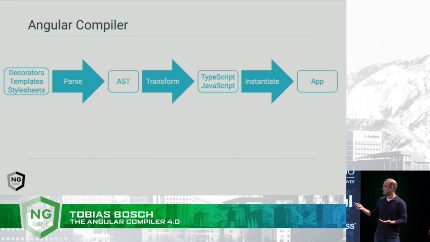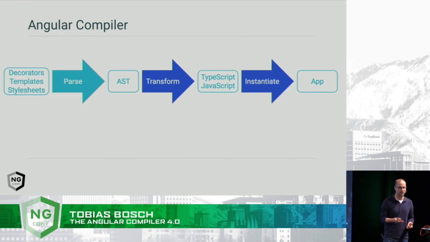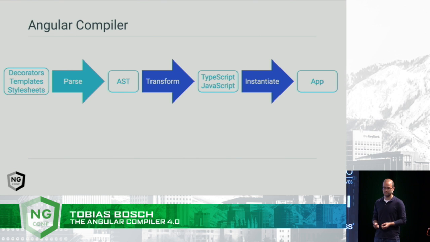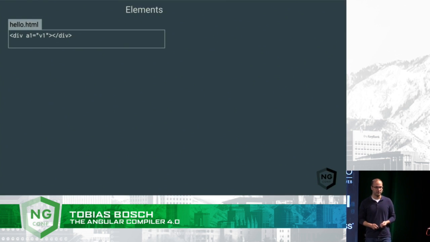So what did we change? This architecture did actually not change. The things that we did change were the way we generate code, what kind of code we generate, and later on how this code instantiates your application. So let's make some simple examples to understand what's going on.